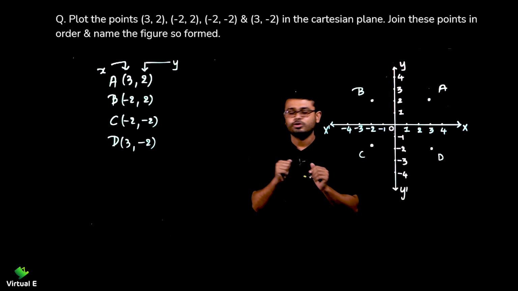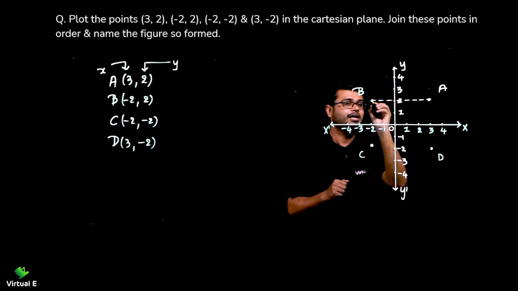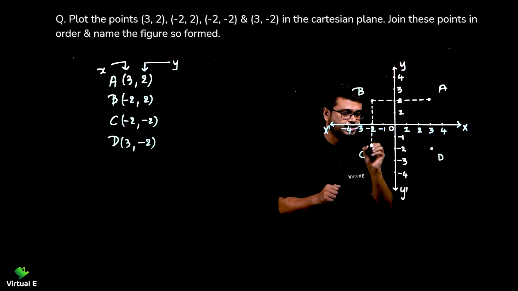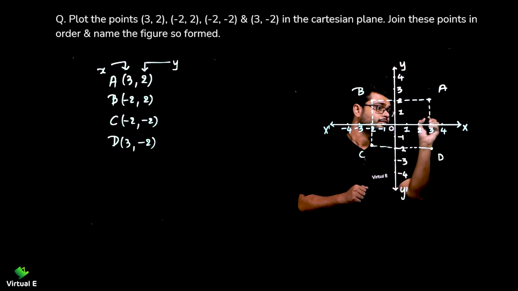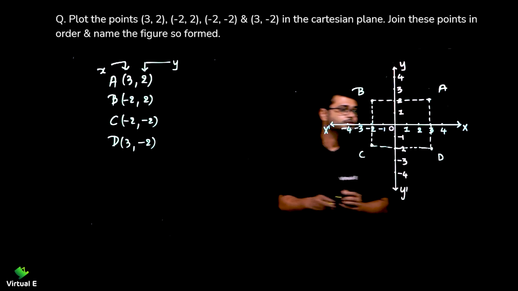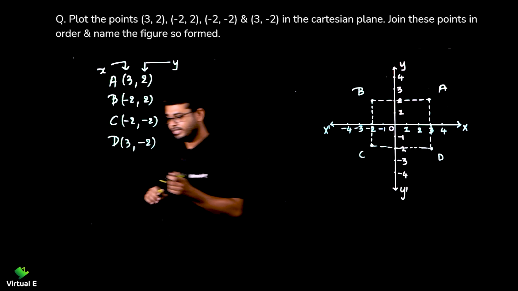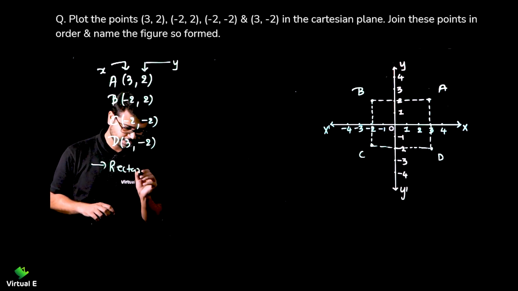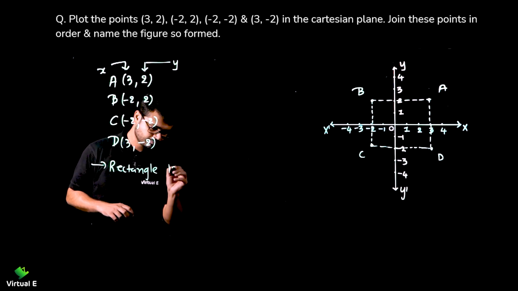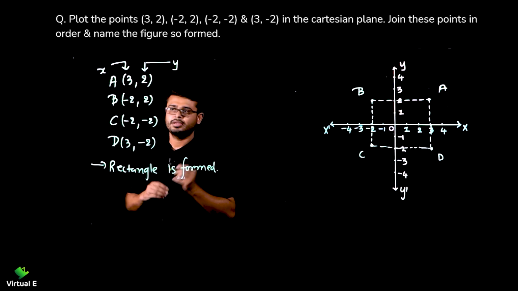Now we need to join them. Okay, so let's join them. I've used a dotted line so you can see clearly. Otherwise, draw the proper straight line. So that is a rectangle, right? We need to write the name of the shape. So that's it. Rectangle is formed. That's it, right?